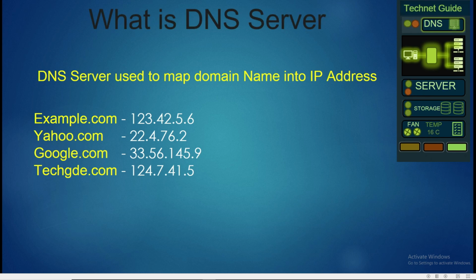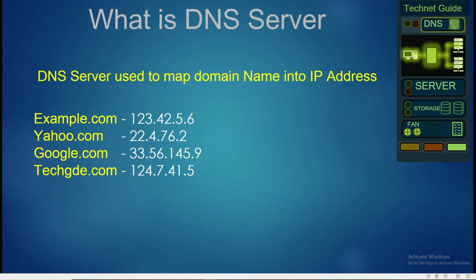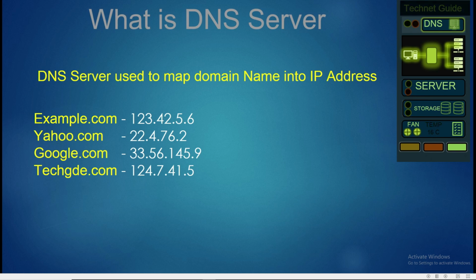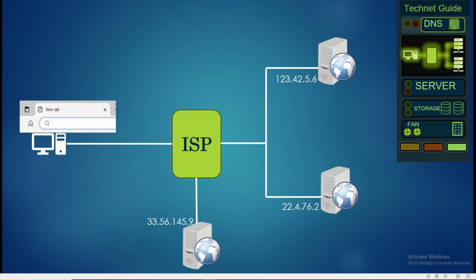So friends, there is a question: why use hostname instead of IP address? Because an IP address is difficult to remember for every server, and host names like yahoo.com, example.com, google.com are easy to remember. If we use an IP address instead of a host name or domain name, a DNS server will not be required. It will directly reach the server. DNS server is not required in this case.